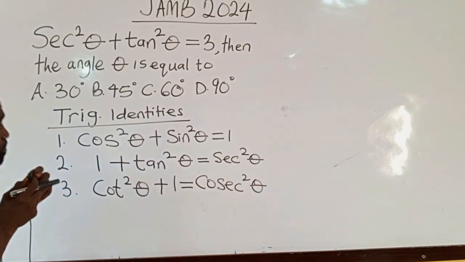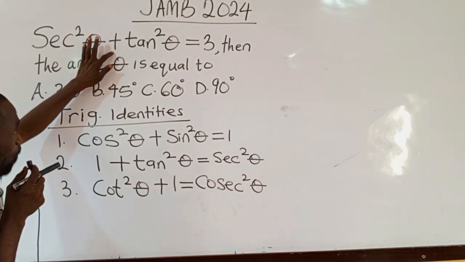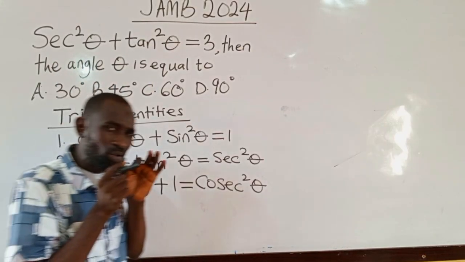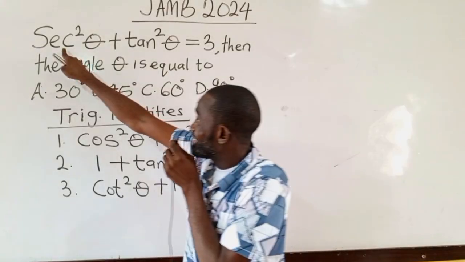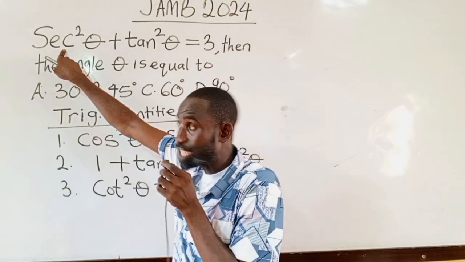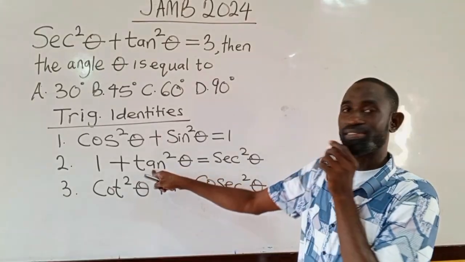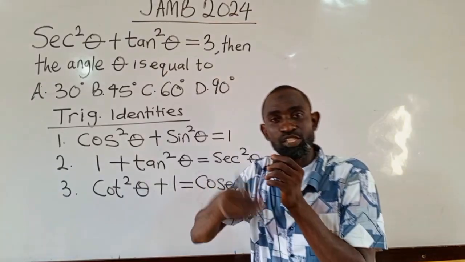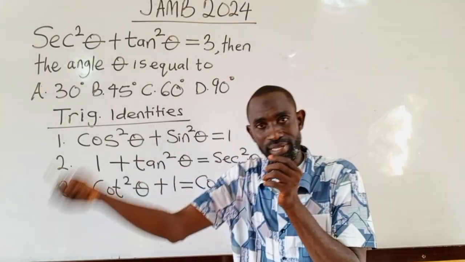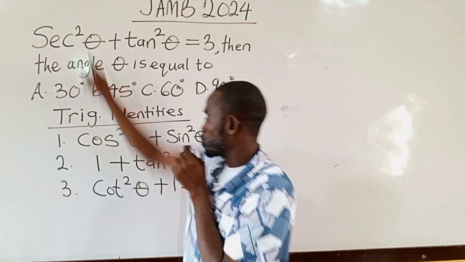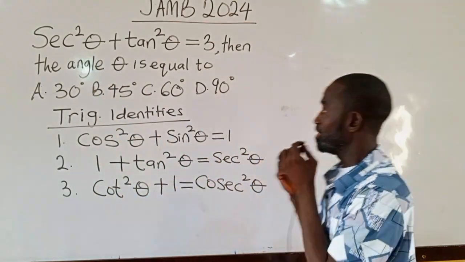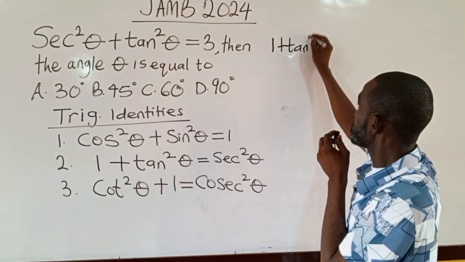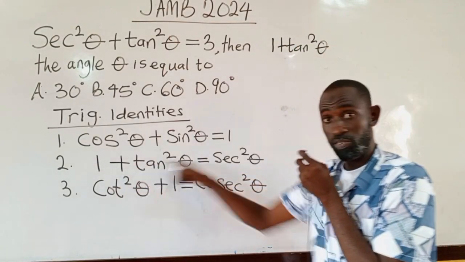Now look at this. I have sec² here plus tan². I can change one of these to make the question simpler. I will change this sec² so I can have tan here and tan here. If I have x plus x, it is very easy to solve than y plus x. So I will change this sec² to 1 plus tan². So this one becomes 1 plus tan² from this place, okay?